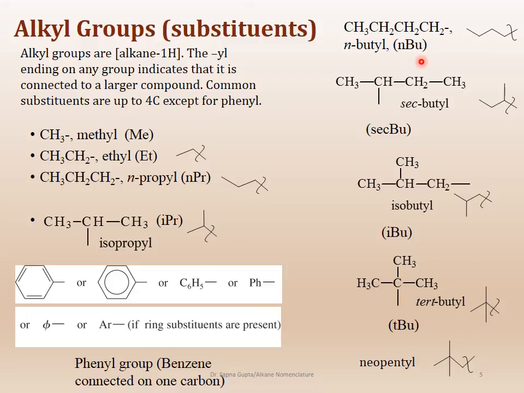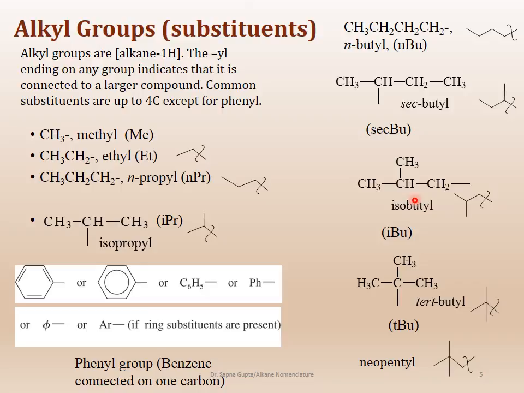The first one is the normal butyl group, which is connected to the end. 1, 2, 3, 4. 4 carbons, which is connected somewhere. It's called N-butyl, normal butyl, NBU. This one is called secondary butyl, or you can call it second, but secondary is the right name for it. In this case, the bonding is on the second carbon, which means the connection is on the second carbon. So here, this is what it looks like. Okay, this is called sec-butyl.